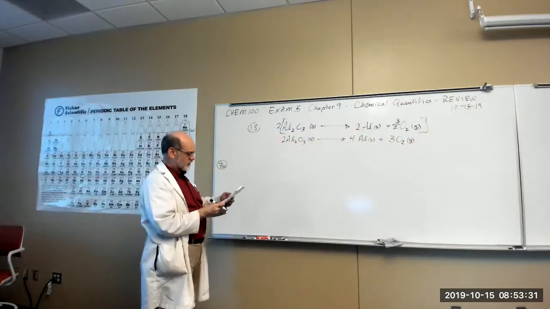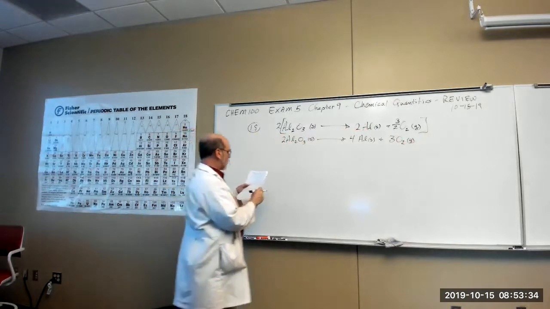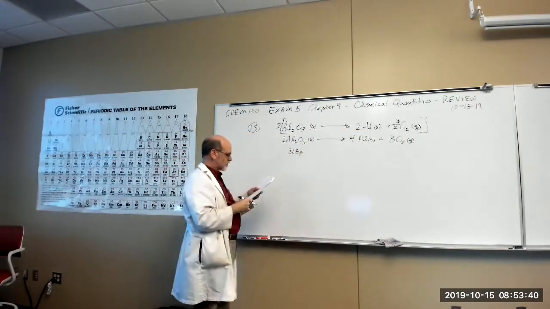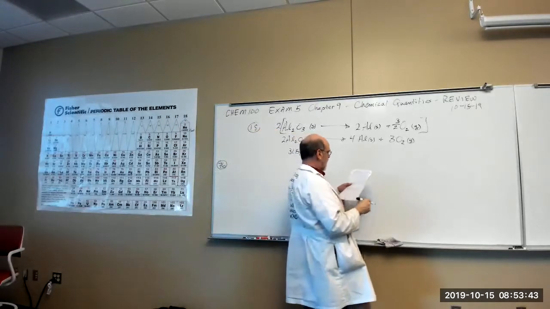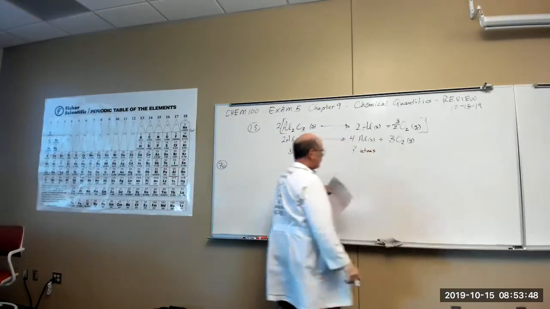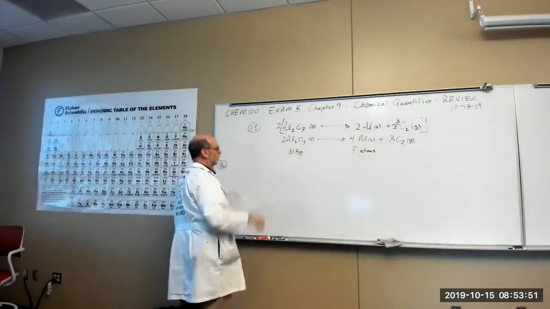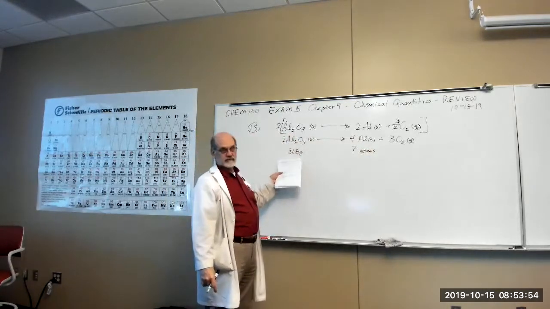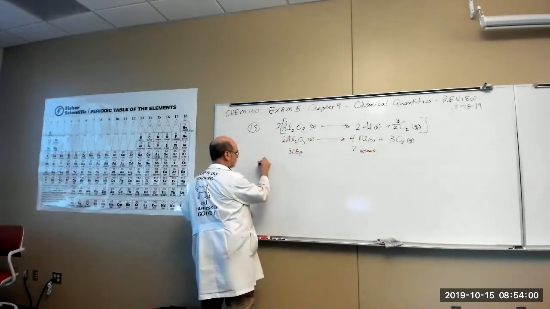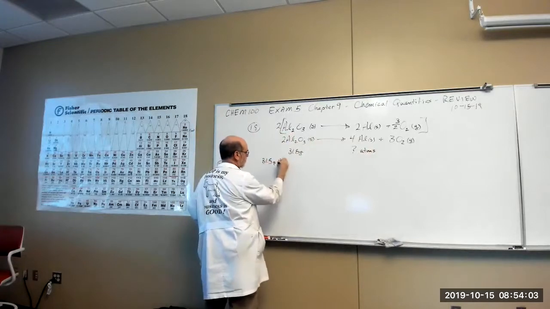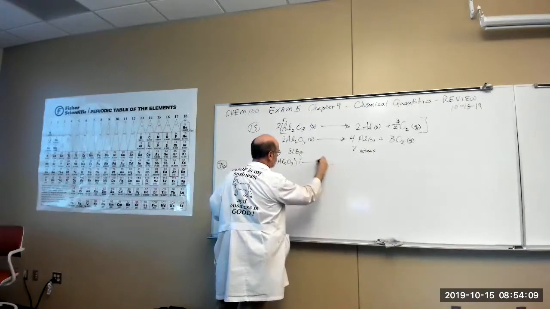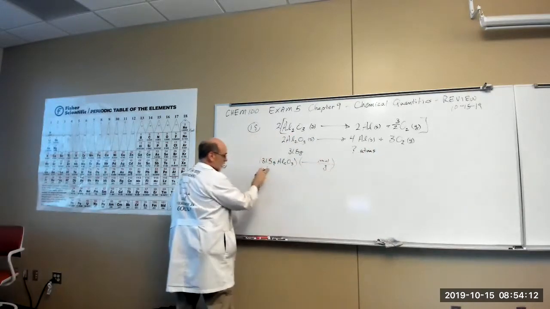Now that we've got the balanced equation, we're starting off with 31.5 grams of aluminum oxide. The question is, how many atoms of aluminum? So how do we go from there to there? You can't do this, because that's not moles. You got to convert it to moles. We got to convert grams to moles. That means we need molar mass.